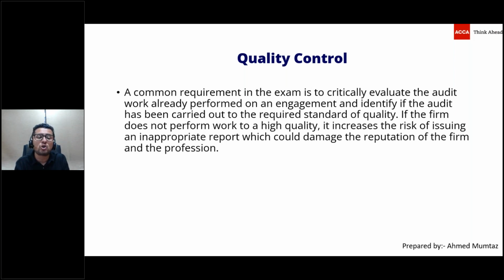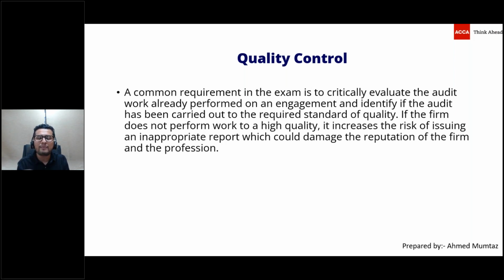If the firm does not perform work to a high quality, what's the consequence of that? It increases the risk of issuing an inappropriate opinion, an inappropriate report, which could damage the reputation of the firm and the profession. Why are audit firms so bothered with respect to quality control? Why are audit firms so concerned? Because if the audit firm is going to make compromises with respect to quality, as a direct result of that, the audit risk becomes higher.